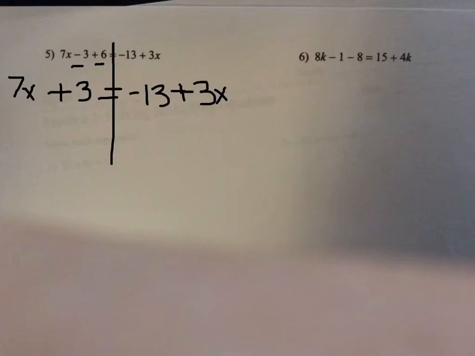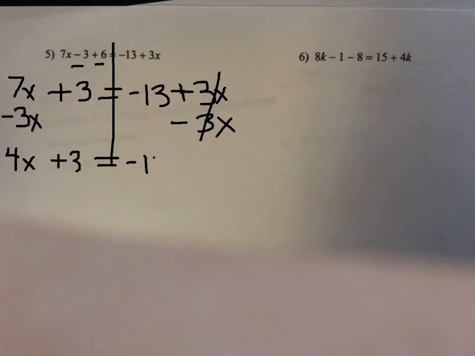I usually look for the smaller one, and I figure out the inverse of that, and that's how I move it to the other side with the bigger one. So the smaller one, I have a plus 3x, so that means that I'm going to subtract 3x to get rid of it here. And I have to do it on both sides to keep the equation balanced. So when I do that, I'm going to have 7x minus 3x. And I'm going to get 4x plus 3 equals negative 13.